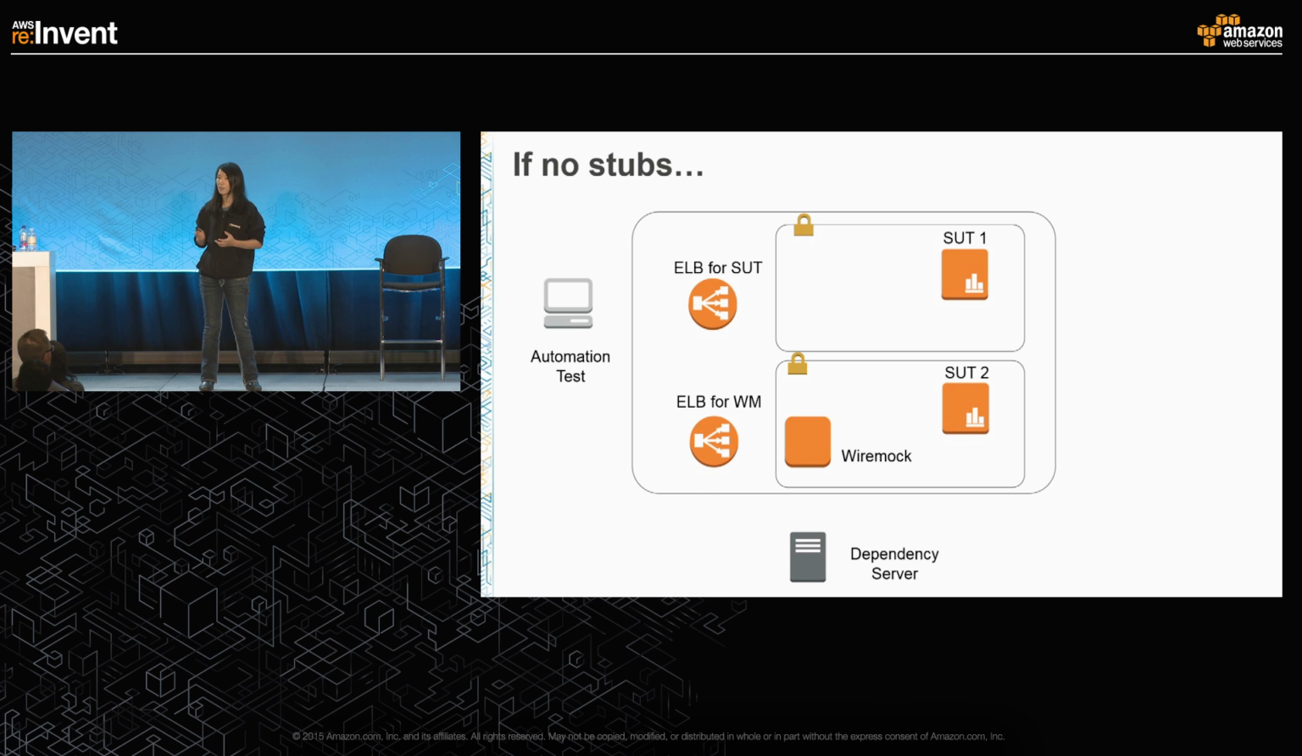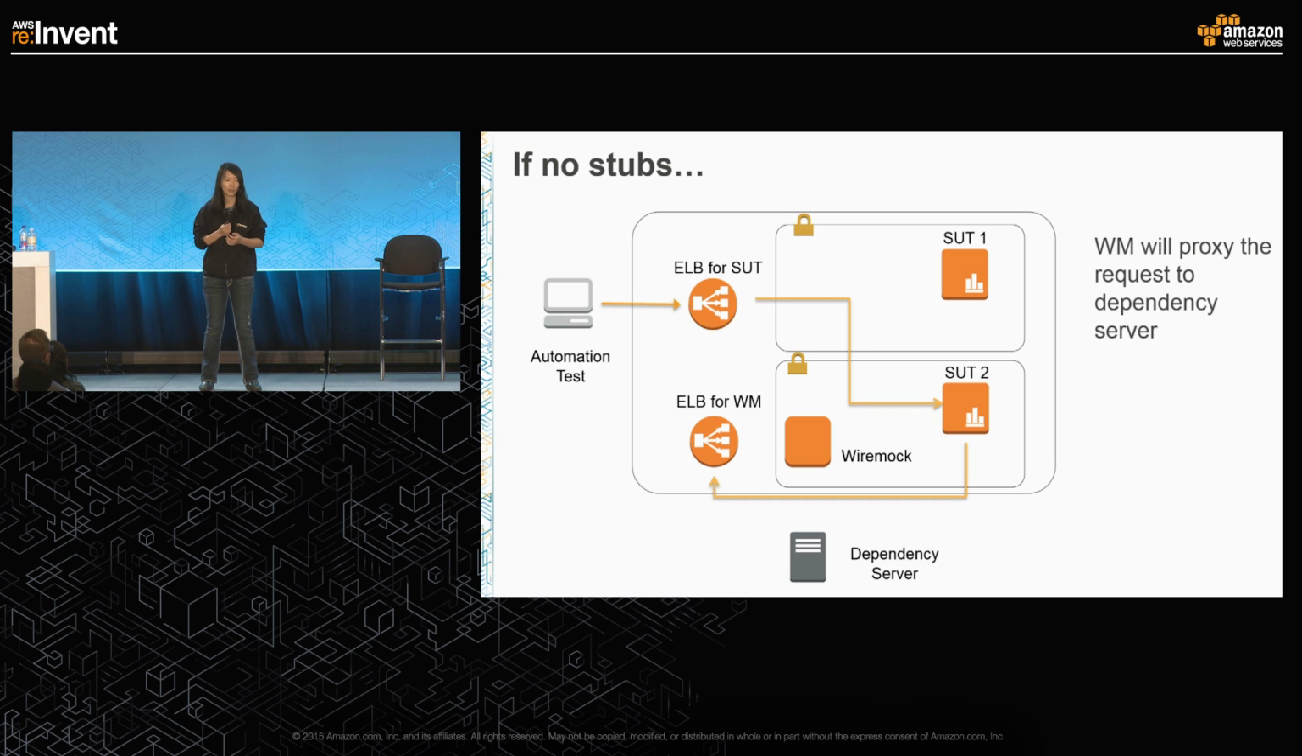So let's look at the scenario without the stub. Let's say another team is using your system on the task. Wiremock is going to proxy the request to the dependency server. So the flow will look like this. The SUT will talk to the Wiremock and say, hey, I have a request C. Then Wiremock will be like, I don't have any stub for you. I'm going to simply proxy to the dependency server.